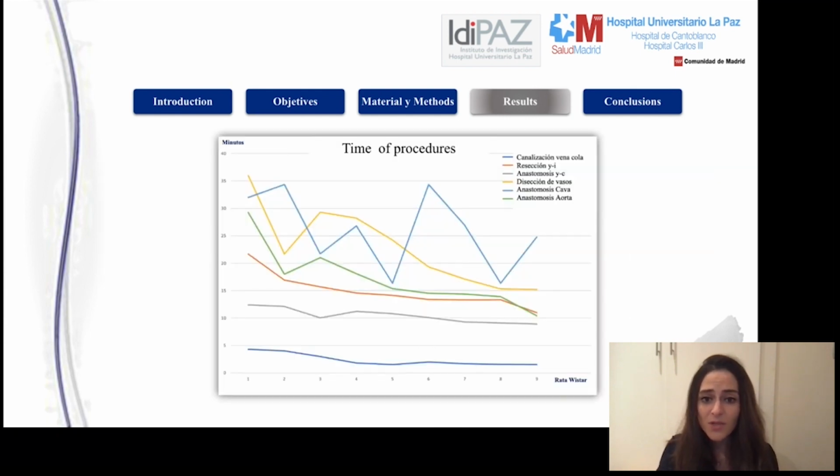These facts were reinforced when observing how the times were shortened from the third attempts onwards, except for the cava anastomosis, which remained similar throughout the 9 sessions. So we interpreted that this was the most difficult to obtain functional success and improve the times.